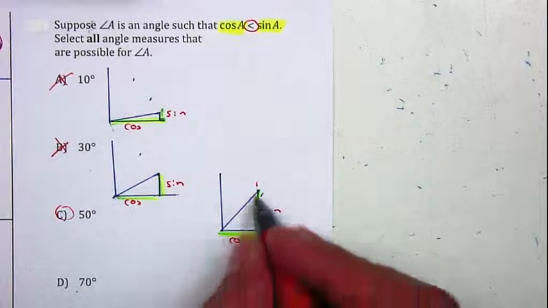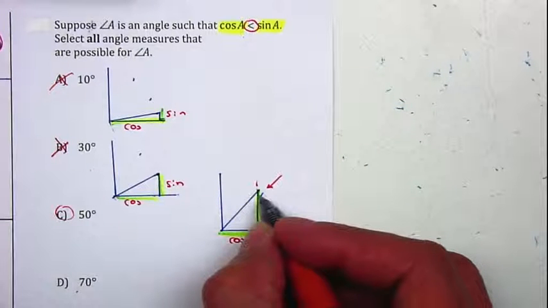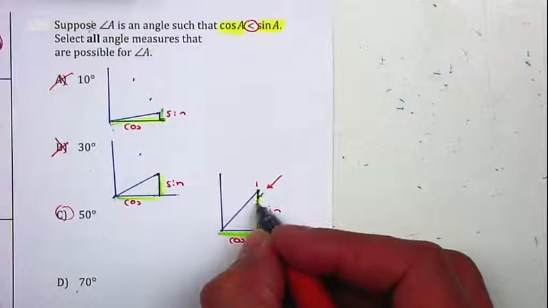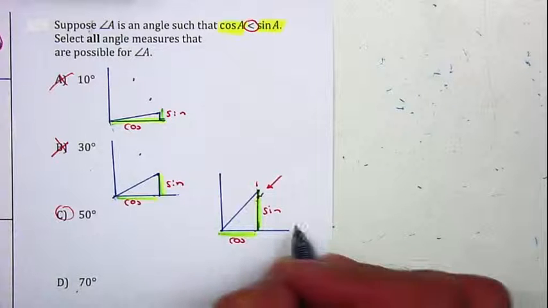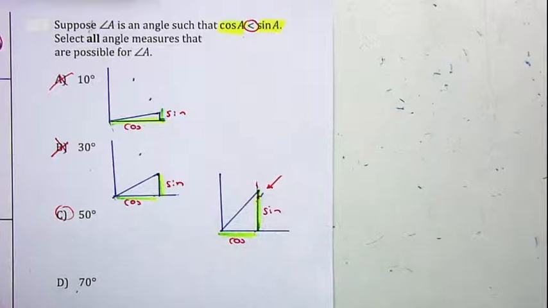So just make sure that you draw it correctly so you're able to see. And also remember that 45 is your halfway mark. So at this point, they will both be equal. But now your cosine became smaller than your sine at 50 degrees.